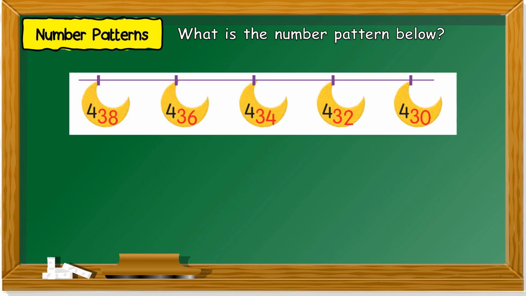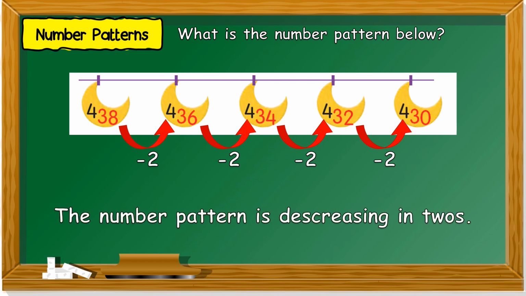Okay, we look at 438 and 436. It's also minus 2. And the next one is also minus 2. 434 to 432. The difference is 2. Minus 2. Same goes for the other one. So, is it increasing, bertambah, or decreasing, berkurang? Bertambah ke berkurang? The number pattern here is decreasing in twos.